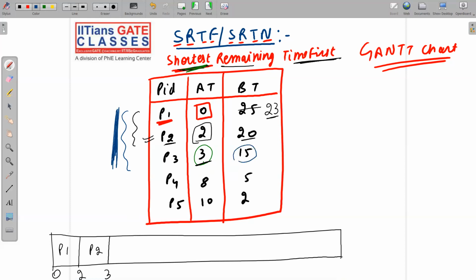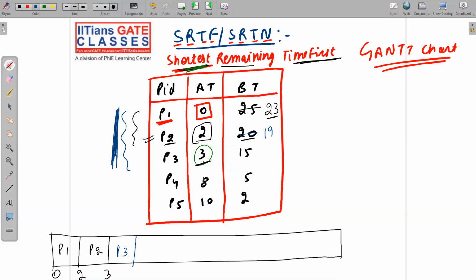P3 has the least remaining time because P2 has been executed for 1 second, so the remaining time of P2 will be 19. P3's remaining time is 15, P2's is 19, and P1's is 23. P3 has the least remaining time, so P3 will be executed first.